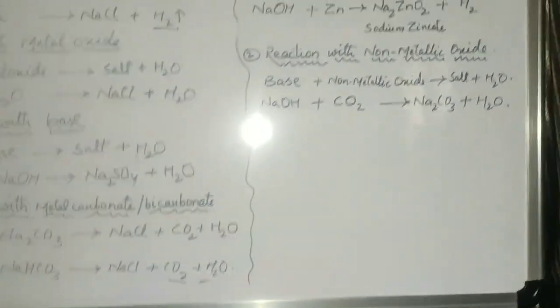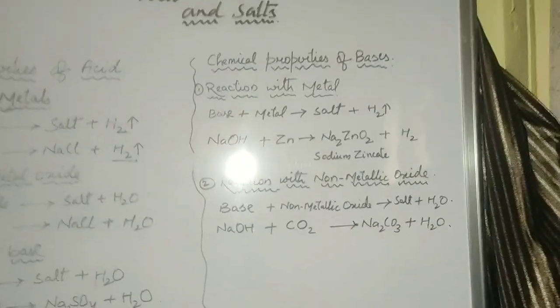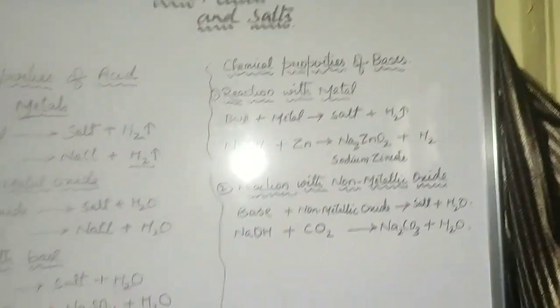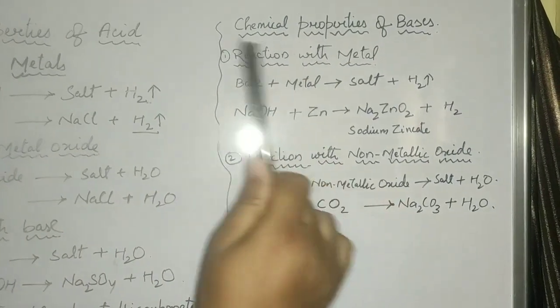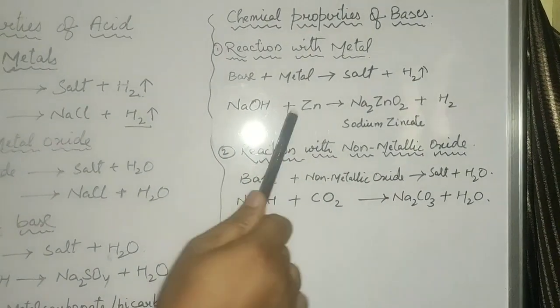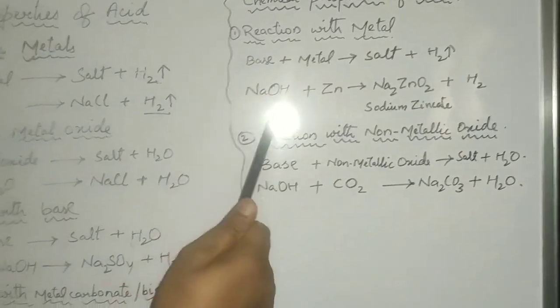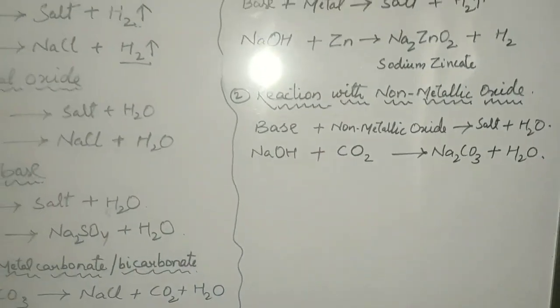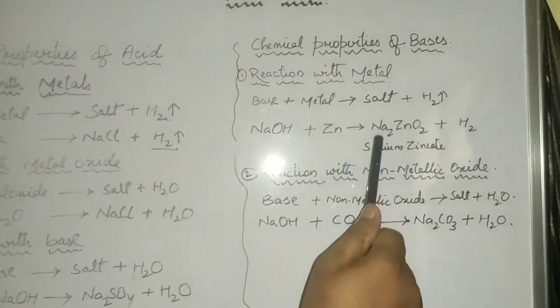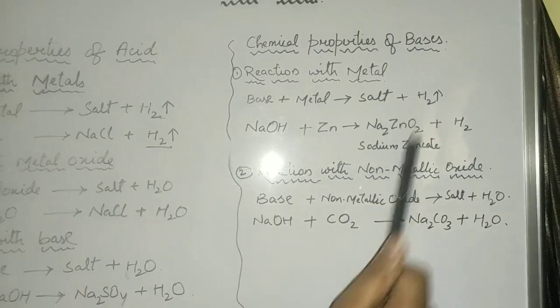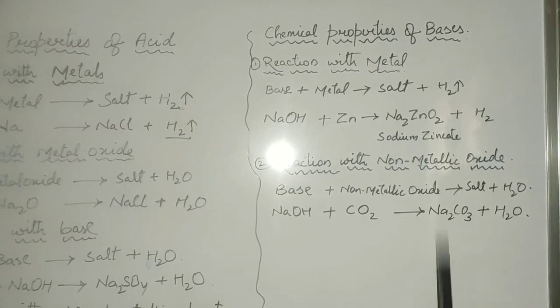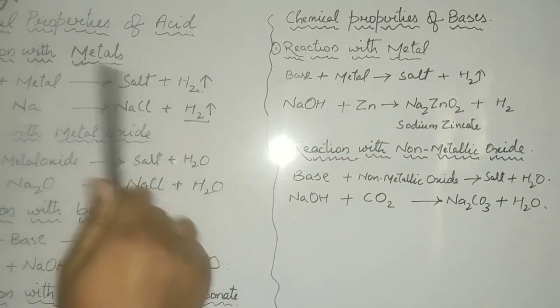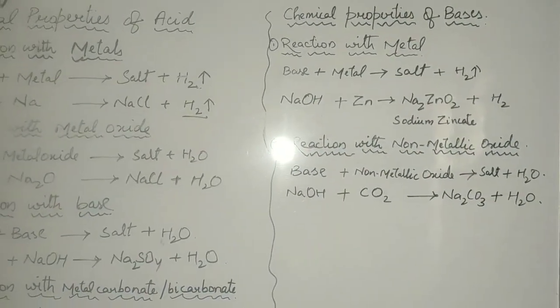Now move on to the chemical properties of bases. Reaction with metal. Generally, bases do not react with metal. Some bases, strong bases, react with metal to form a complex salt. For example, sodium hydroxide is a strong base. It reacts with zinc metal to form complex salt, that is sodium zincate, Na2ZnO2, plus hydrogen gas is liberated. The test for hydrogen gas is the same as for acid.